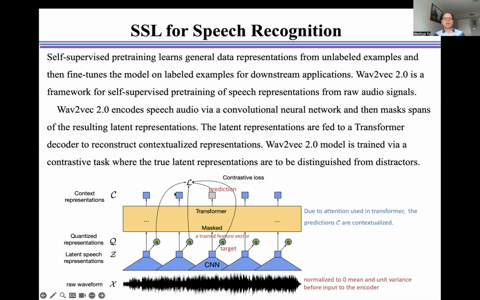This is the Wave2vec model. This is the input signal. This encoder and this transformer decoder. Contrastive loss is used to minimize the loss between prediction and the target.